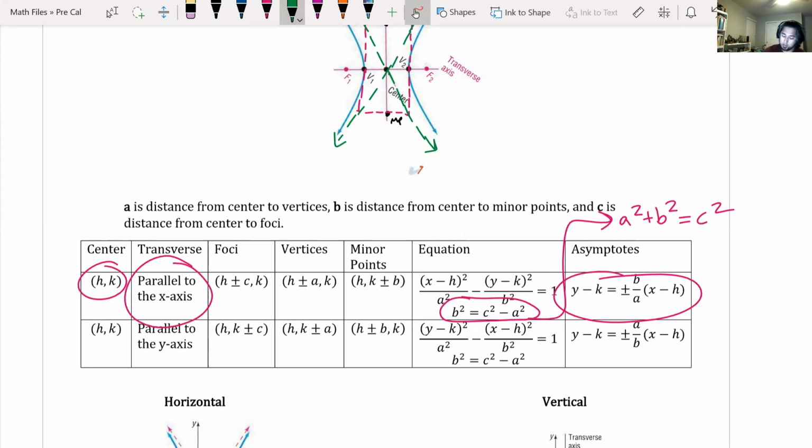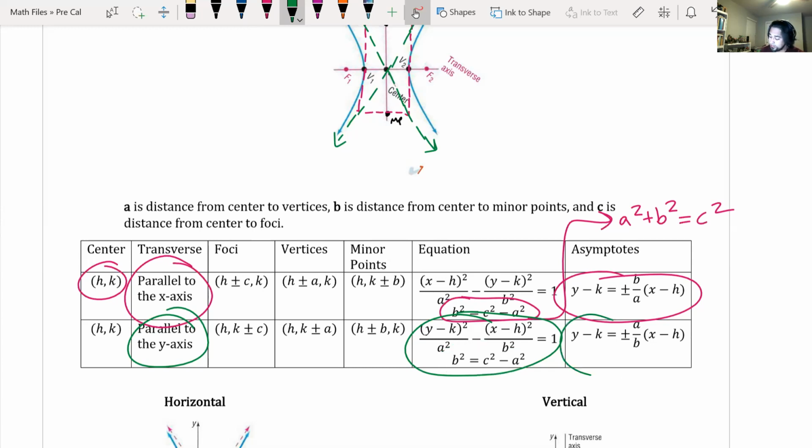And then if you're parallel to the y-axis, now look at the differences here. Y minus k squared is now in front over the denominator of a squared, and then x is the negative one. So you have y minus k squared over a squared minus x minus h squared over b squared equal to 1. The Pythagorean theorem formula is still the same to find a, b, or c.